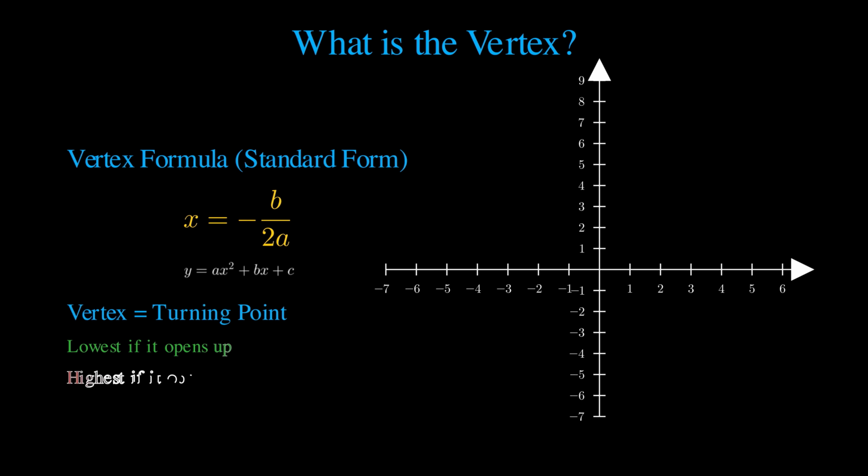The vertex is the turning point. If it opens up, it's the lowest point. If it opens down, it's the highest point. To find the vertex from standard form, use x equals negative b over 2a. Then plug that x back in.